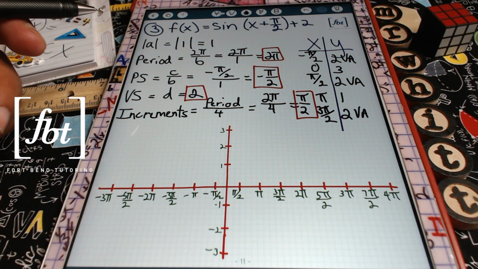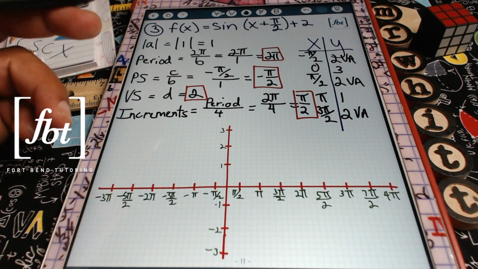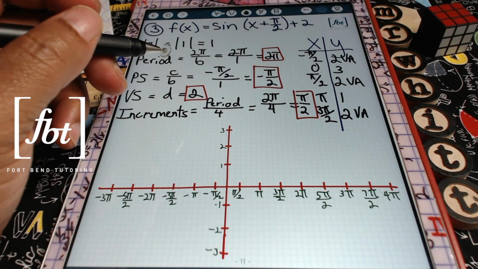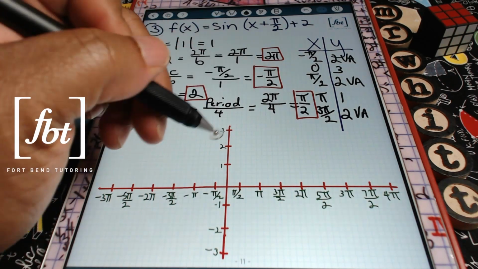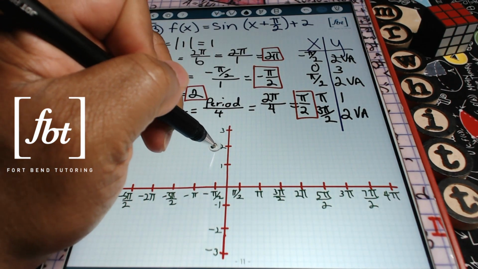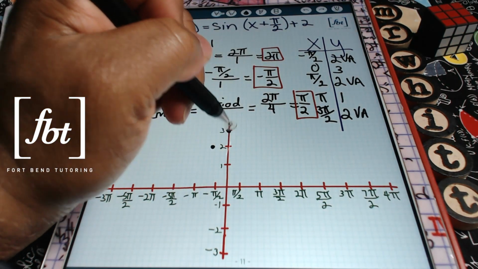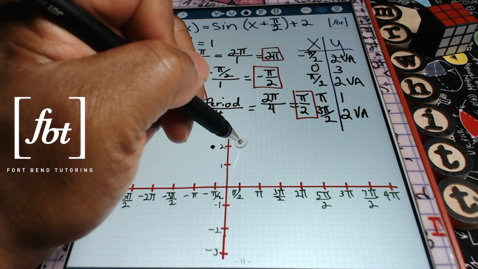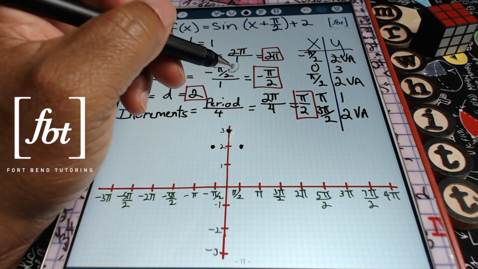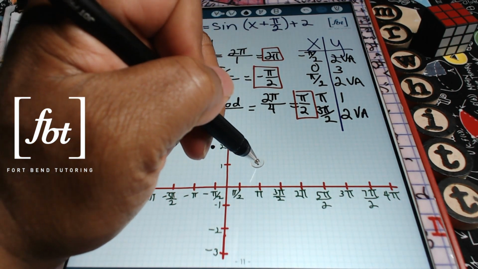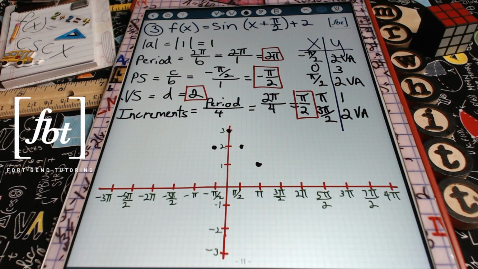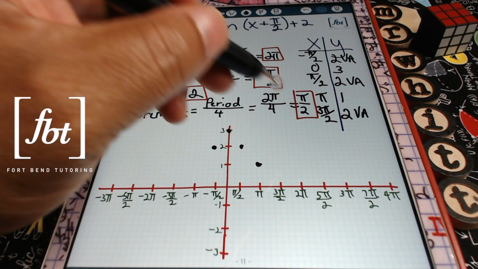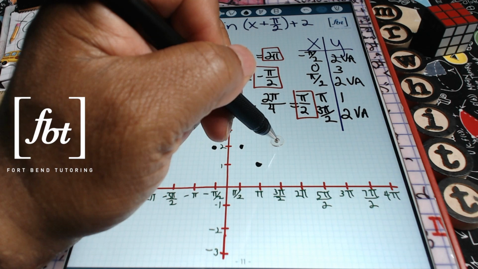All right, well, guys, looks like we got all of our points that we need for problem number 3. So let's go ahead and plot those. Remember that the first one is going to be at negative pi over 2 and 2. So this is going to be my first point here. Then I have a point at 0, 3. Next, I'll have a point at pi over 2, 2. So that gives me a point here. Then I'll have a point at pi, 1. Gives me a point here. And then we have a point at 3 pi over 2, 2. So that's going to give me a point right here.